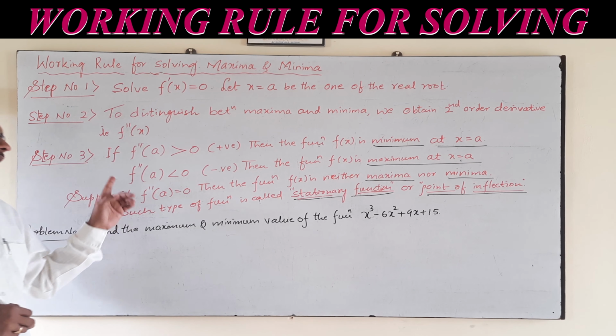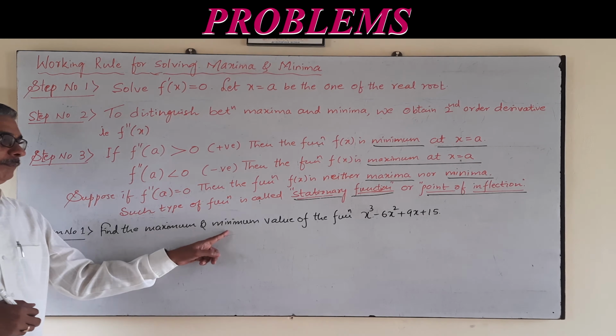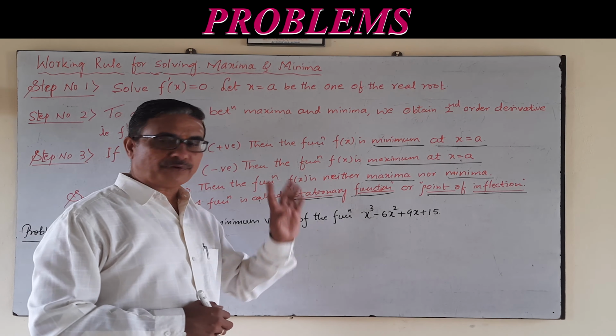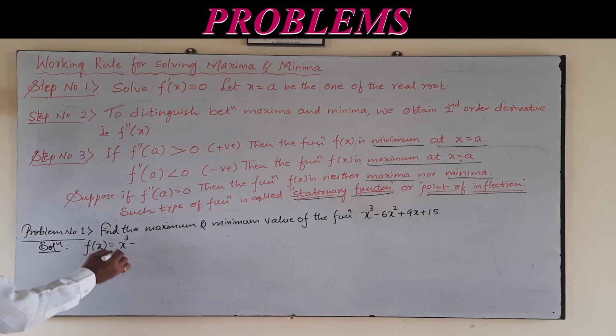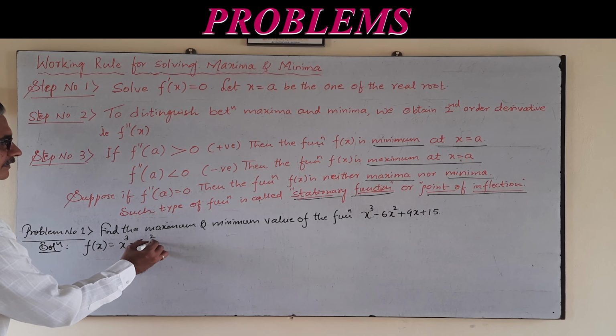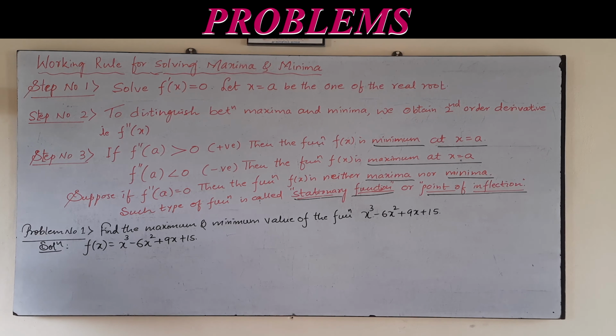Based on those steps, let us look at the first problem. Here is a 3 mark question: find the maximum and minimum value of the function x cube minus 6x square plus 9x plus 15. Understand how to solve it, following the steps one by one. Given data: let f of x is equal to x cube minus 6x square plus 9x plus 15. Now the working rule for solving maxima and minima.